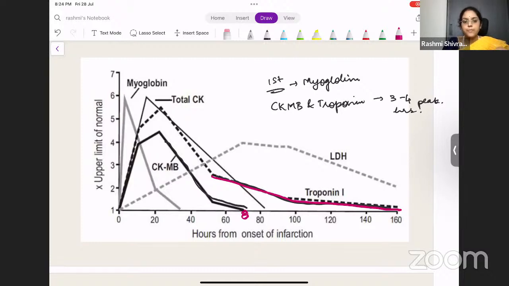These three are more important clinically. The myoglobin is just theoretical. We don't use it regularly. Myoglobin is the first to rise and first to fall. CKMB and troponin are more or less equal. They reach a peak between 3 to 4 hours, whereas CKMB falls down earlier, and troponin takes a longer time to recover. Troponin falls to its normal level after a very long time, so it is not helping you to diagnose very easily.